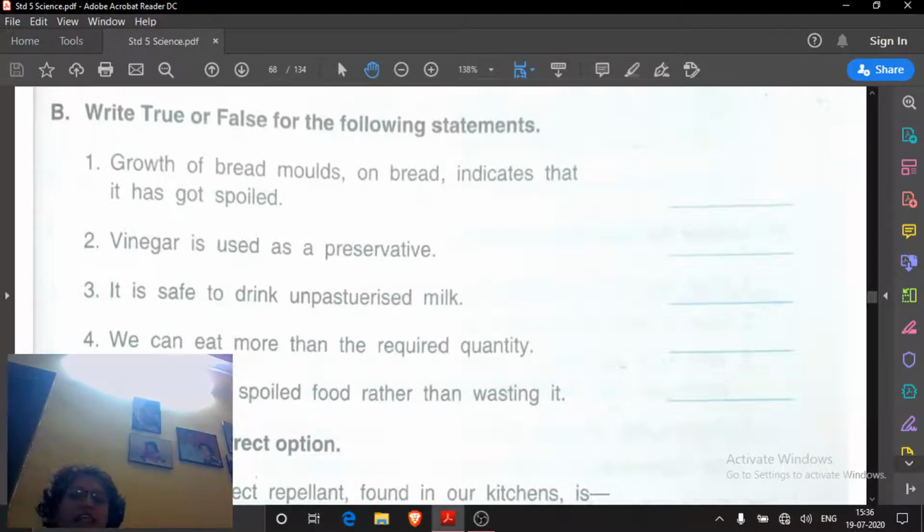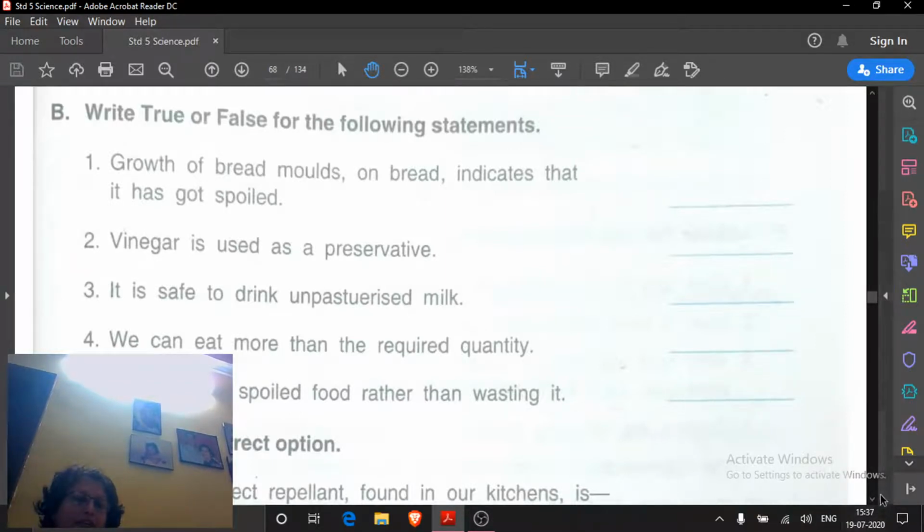Then, we can eat more than the required quantity. Is it good? We can eat more than the required quantity? No. It is also false. Here, what will you write? False. We may eat spoiled food rather than wasting it. Should we eat spoiled food? No, we should not eat. So here again it will be false.